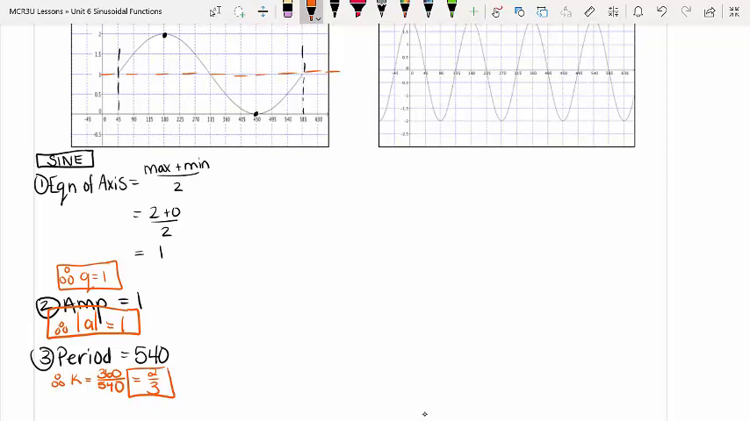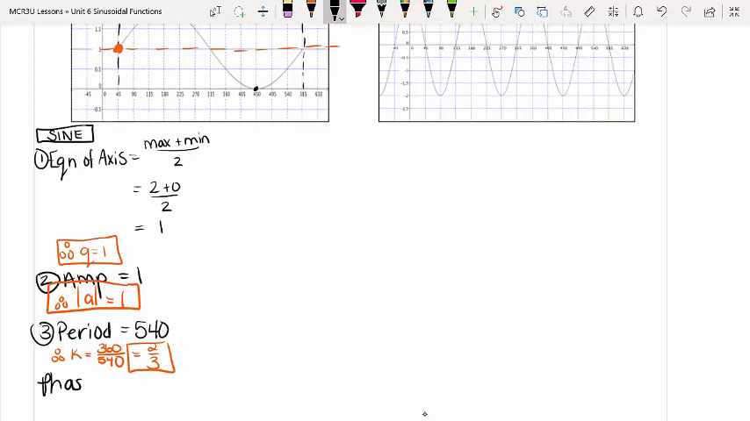And finally, we need to see, is there a phase shift? Okay, and since this is the start of our cycle, there is indeed a phase shift. There's been a phase shift to the right 45 degrees. Okay, so that means when we put that into our equation, we're going to make sure that we have a negative 45 degrees, because remember, it's the opposite. Okay, so we have our Q value, our A value, our K value, and our phase shift. So let's put that all together into an equation.